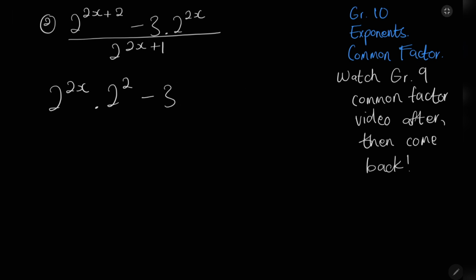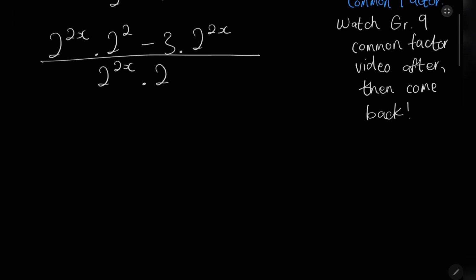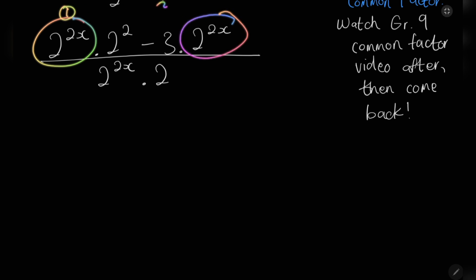We have minus 3 times 2 to the power 2x, all over, we have 2 to the power 2x plus 1. We can write this as 2 to the power 2x times 2 to the power 1, or just 2. So what's the next step? We have to check whether we can take out a common factor. Which term is common here? We have 2 to the power 2x, right? And 2 to the power 2x in the first and the second term. So we can take out 2 to the power 2x.